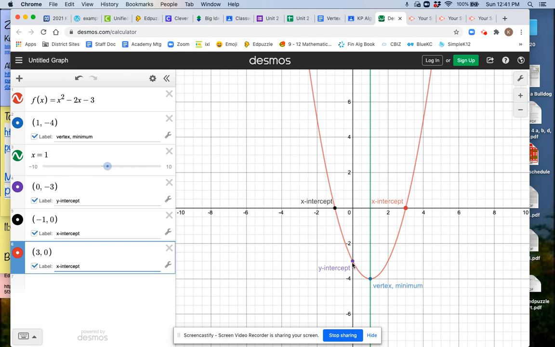My y-intercept is this point right here where my graph crosses the y-axis, and it's the point 0, negative 3. And my two x-intercepts are where the graph crosses the x-axis, and they were the points negative 1, 0 right here, and 3, 0 right here. So if I tell you to give me the graph of a quadratic function in standard form, you could go to DESMOS and label all of this.